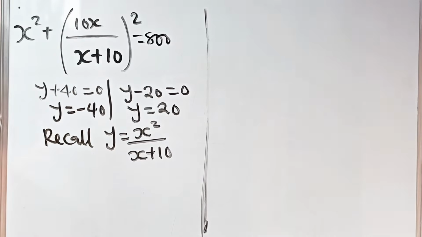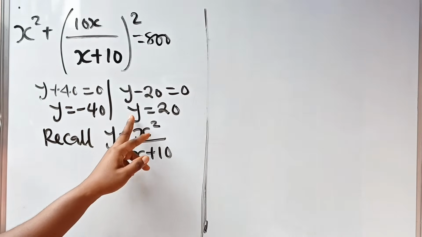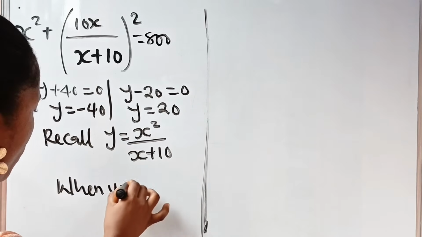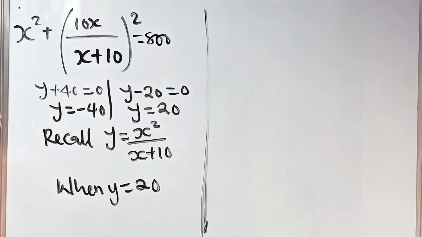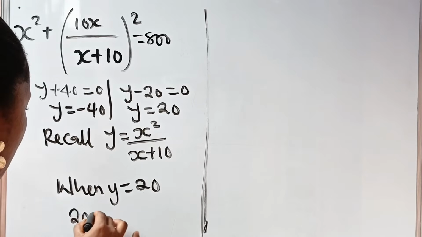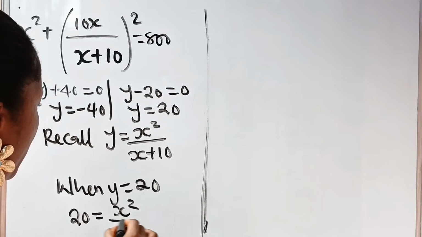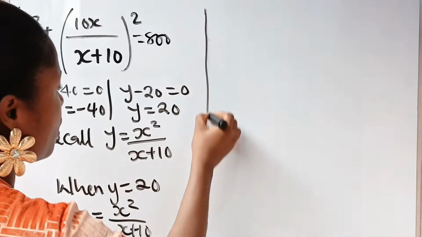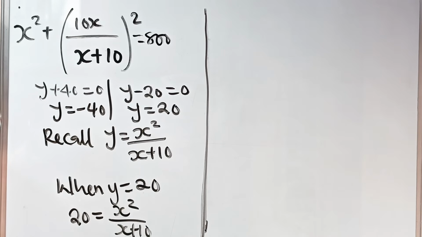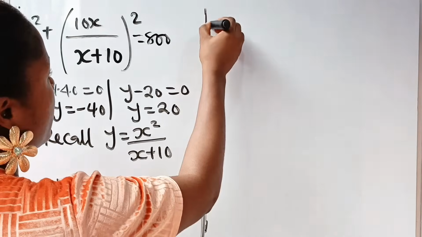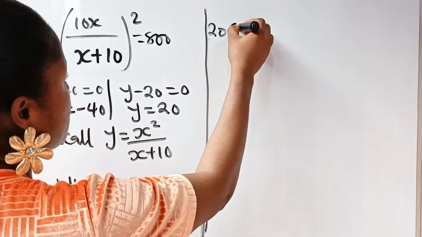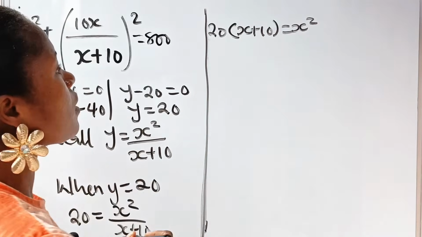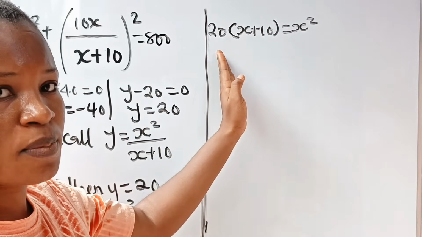Now, when y is equal to 20, we can write that 20 is equal to x squared divided by x plus 10. So if you cross multiply, you will have 20 multiplied by x plus 10 is equal to x squared. Now let us expand.